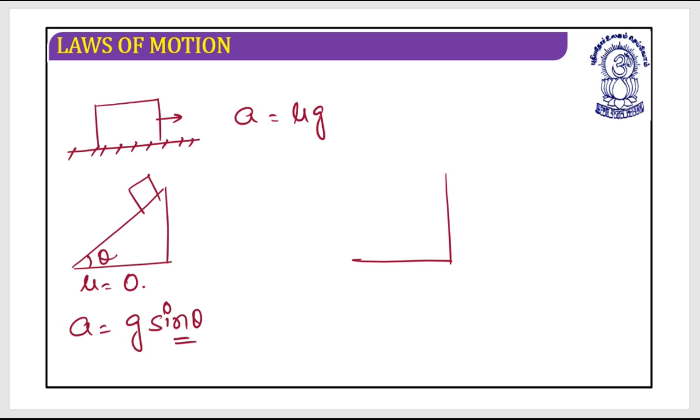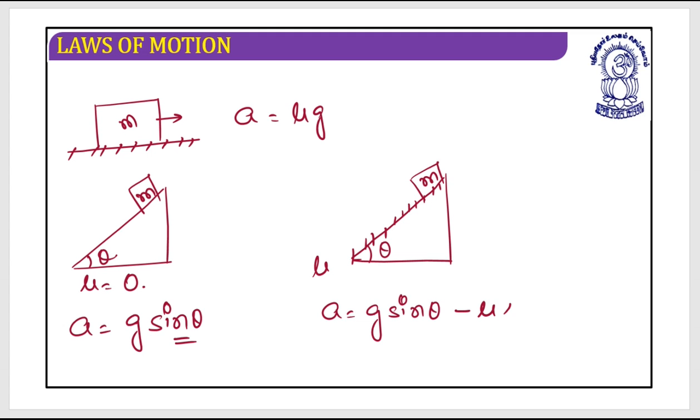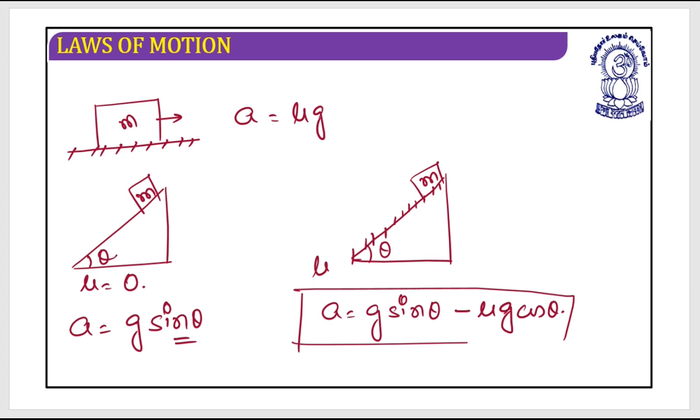And let's suppose a block is moving on this wedge having mass m, but this is with friction, and the friction is mu, that means the coefficient of static friction is mu. So the acceleration could be written as a is equal to g sine theta minus mu g cos theta. This is the acceleration. A is equal to g sine theta minus mu into g cos theta.